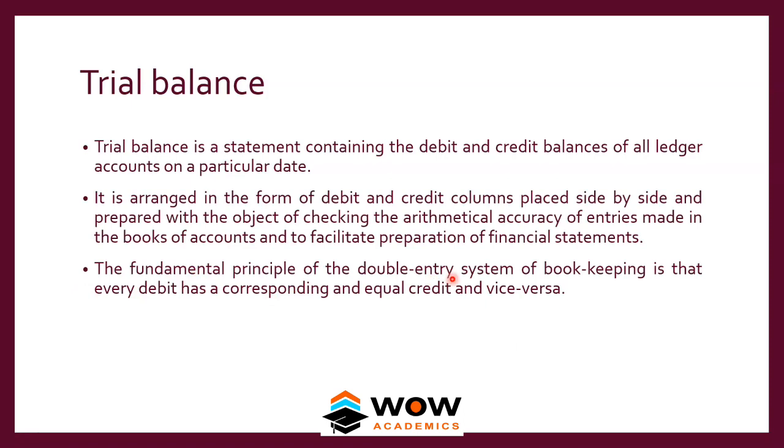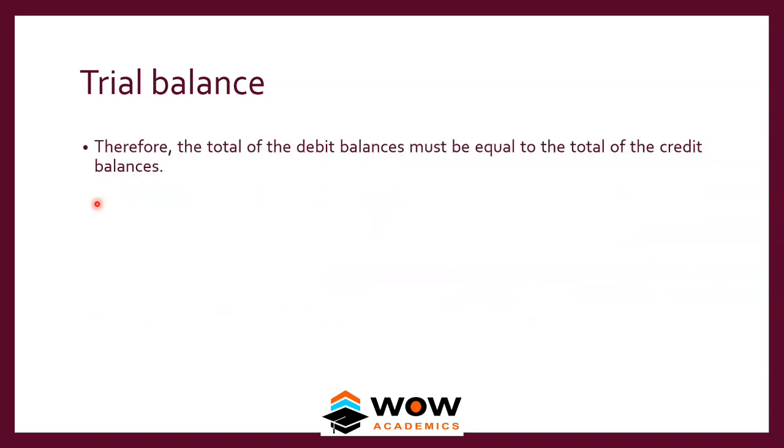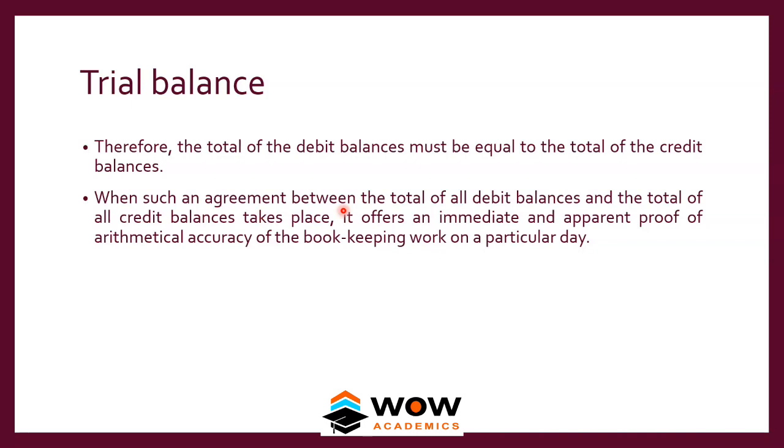The fundamental principle of the double entry system of bookkeeping is that every debit has a corresponding and equal credit, and vice versa. Therefore, the total of the debit balances must be equal to the total of the credit balances. Both should be tallying. When such an agreement between the total of all debit balances and all credit balances takes place, it offers an immediate and apparent proof of the arithmetical accuracy of bookkeeping on a particular day.